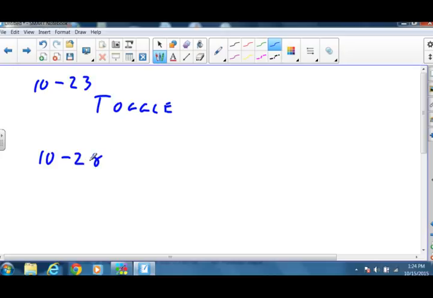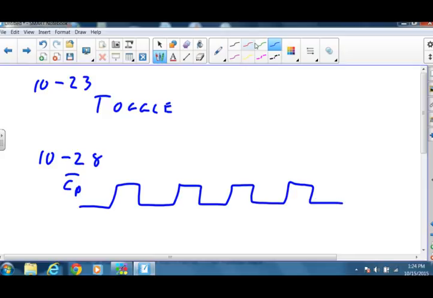1028. Sketch the output waveform for this particular guy. Okay, so I've got a clock pulse. And I've got 1, 2, 3, 4. 1, 2, 3, 4. And it's a negative clock trigger guy. So that means whatever's going to happen is going to happen there. I've got JK that are both one. So that means I'm going to toggle everything every time something happens.